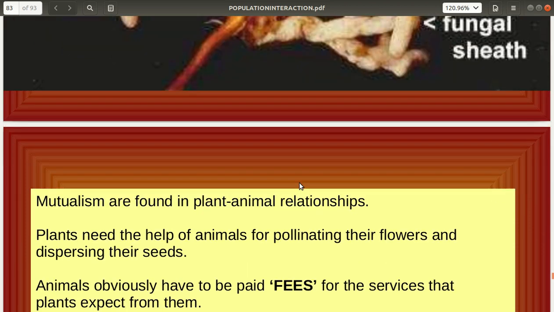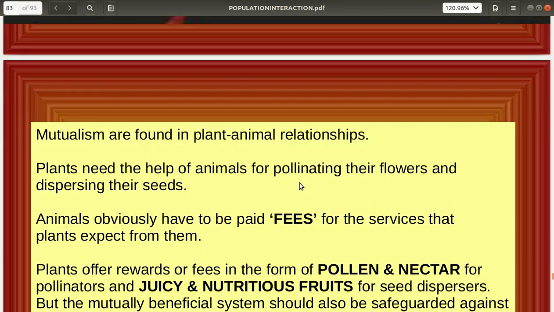Now mutualism is also found in plant-animal relationships. The plant needs the help of animals for pollinating their flowers and also in dispersing their seeds. Animals obviously have to get a reward or fees for the services that the plant expects from them. So the plants provide that fee for them. The plant offers rewards in the form of pollen and nectar for pollinators, and juicy and nutritious fruits for animals which help in the dispersal of seeds.